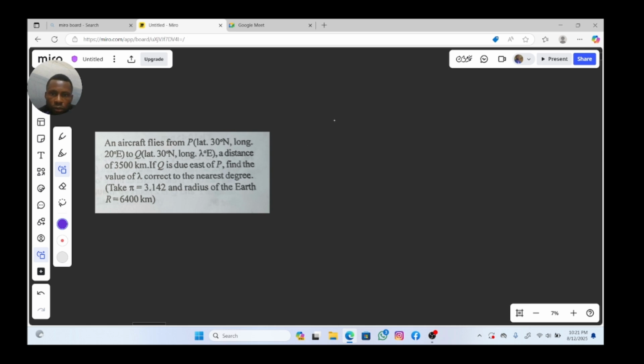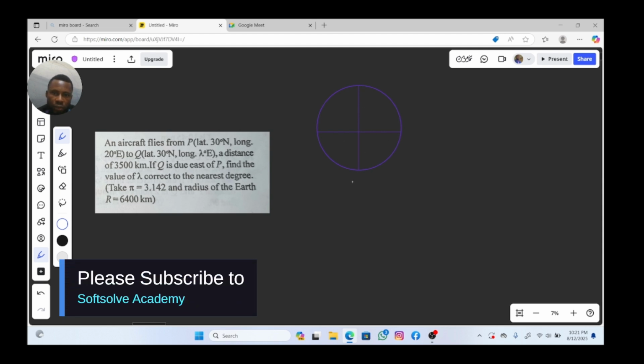Let's solve directly. So I'll draw my circle. Then I'll show the distance. Okay, so why do I normally draw these two lines? It's to show me the north, south, the east and the west part of the earth.